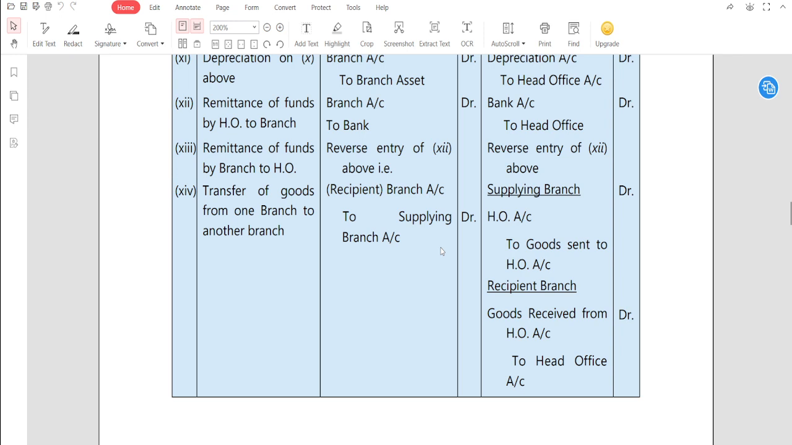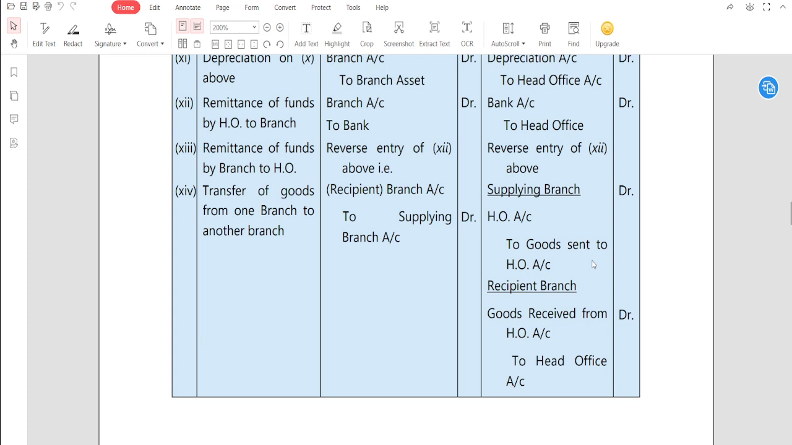And in the books of the branch, what we need to do: supplying branch account debit to HO. Sorry, one minute guys, that's my mistake. In this particular case, the supplying branch, who is supplying the goods to another branch, will make the entry HO account debit to goods sent to HO, and the recipient branch will make the entry goods received from HO to HO.